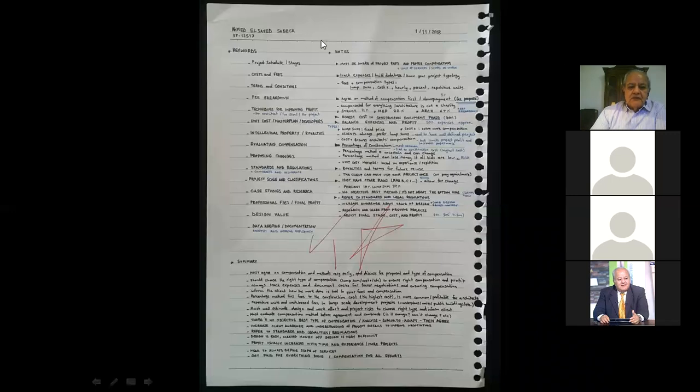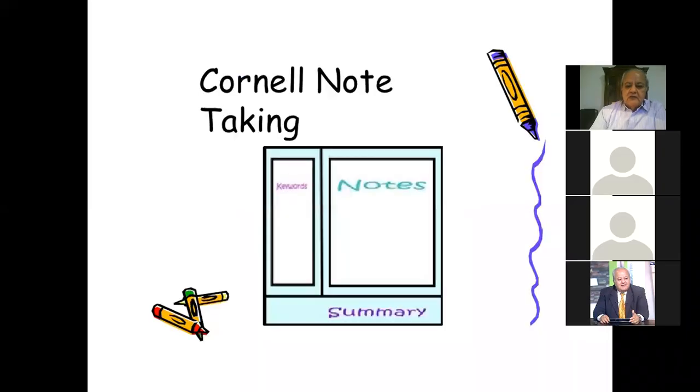As you see, he divided the paper into 1/3 and then 2/3. And these are the keywords that he learned during the lecture. And these are the notes. And on the bottom, you find the summary. So this is what is done in the Cornell notes. Is that clear to all of you?